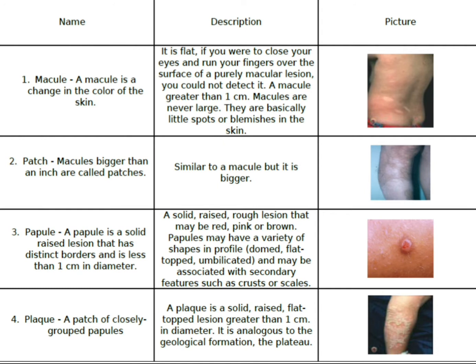Macules are never large. They're basically little spots or blemishes in the skin. So basically, if you close your eyes and try to run your hand over the skin, you're not going to feel a macule as there are no elevations.